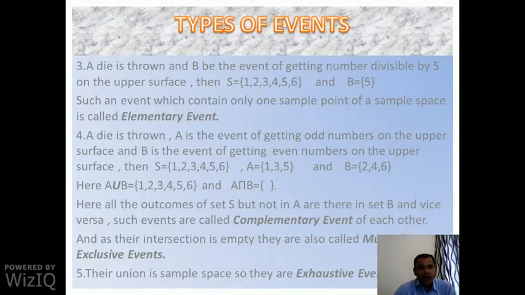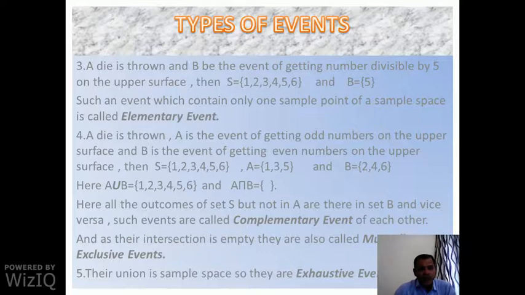Then the third type is the elementary event. Again we can have an example. A die is thrown and B is the event of getting a number divisible by 5 on the upper surface. Then again the sample space is 1, 2, 3, 4, 5 and 6, while in set B there is only the element 5. Such an event which contains only one sample point of a sample space is called an elementary event.